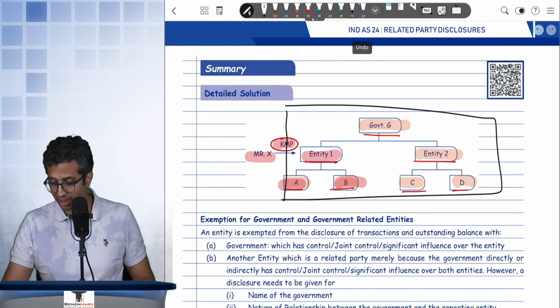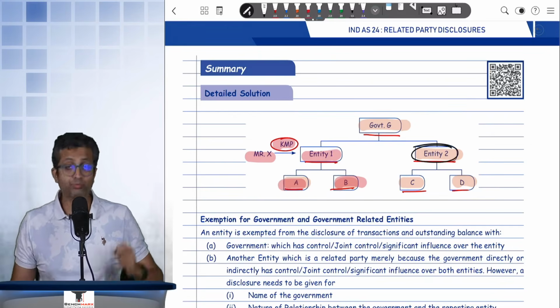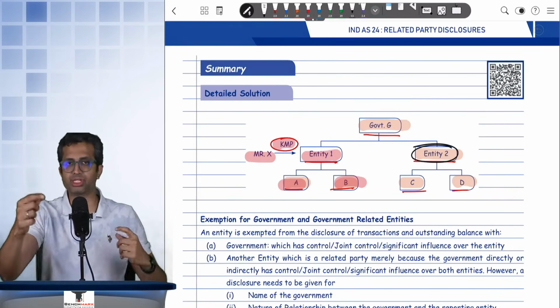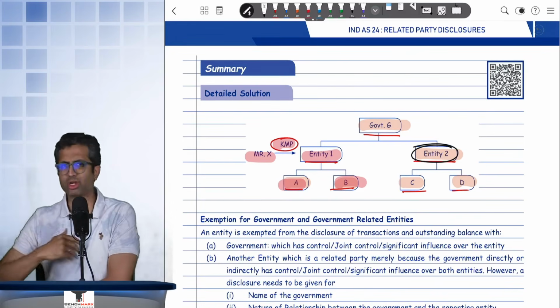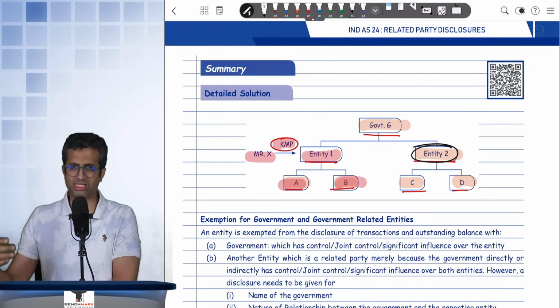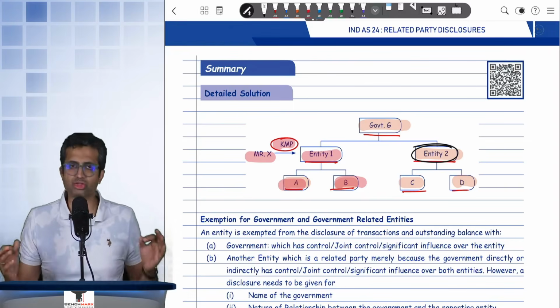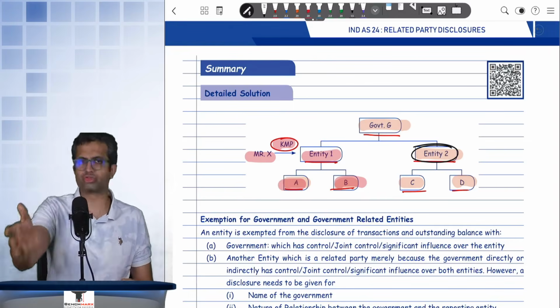However, what do you guys think? Is Mr. X a KMP for entity 2? Does KMP include KMP of a group member? No. KMP is a KMP of the reporting entity or KMP of the parent, and hence Mr. X is not even a related party for entity 2, C or D. Hence if there is any transaction, there is not a related party transaction in the first place, and the question of exemption does not arise.